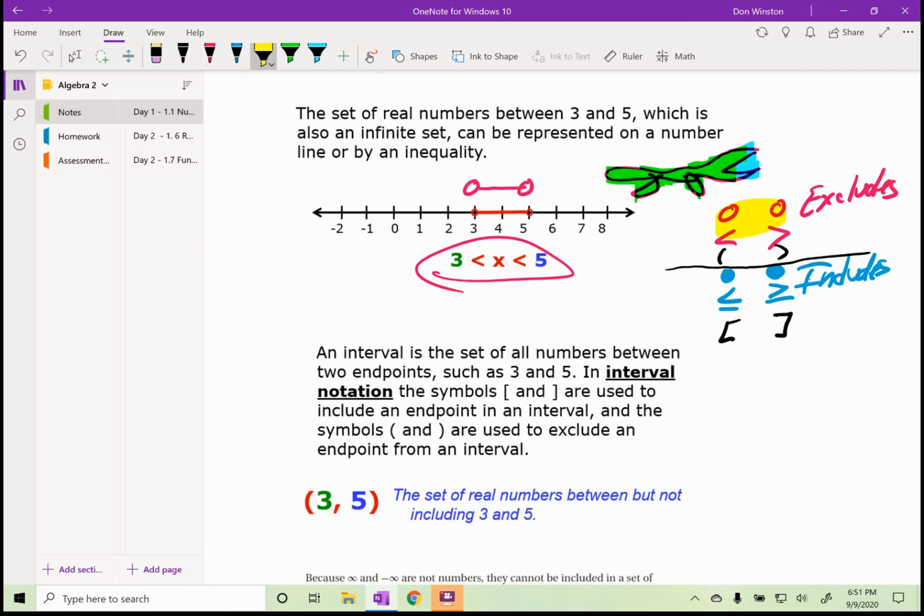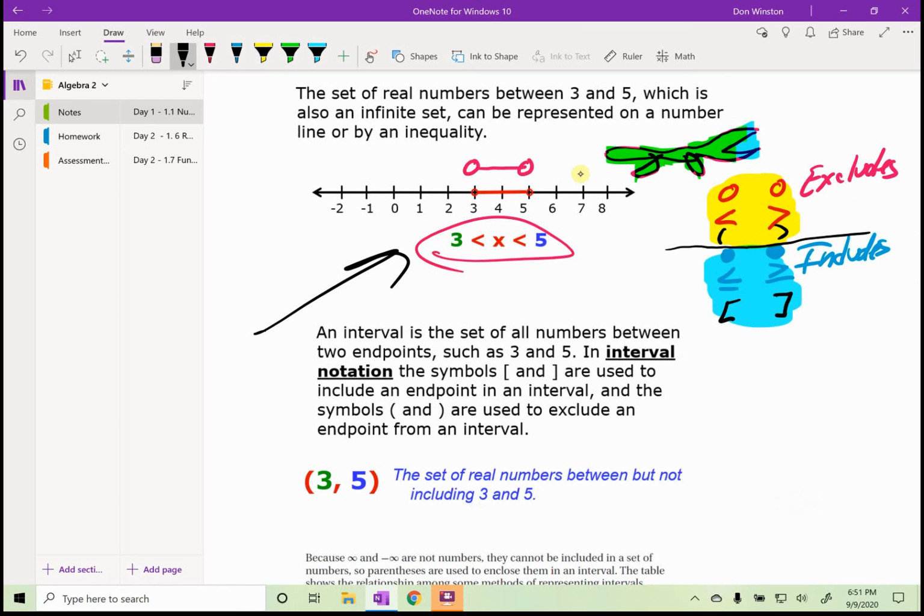So these are the symbols when you exclude, and these are the symbols when you include. Let me make that a different color so it stands out. There we go. So excludes and includes. In the case they gave us, we weren't including 3 and 5, so we use the parentheses. The smaller number goes on the left, and the largest number goes on the right, just like on the number line. We're using parentheses between, but not including, 3 and 5.